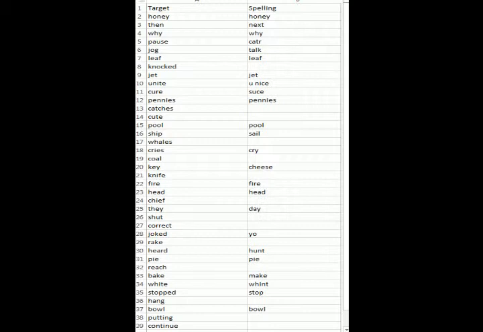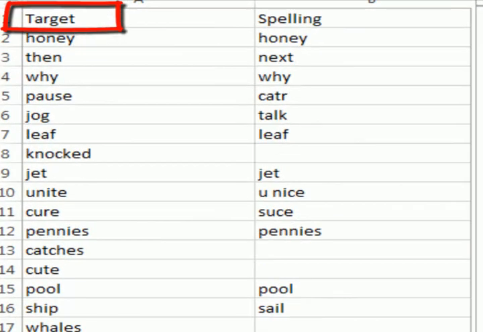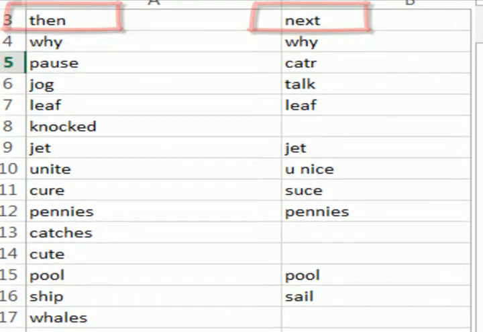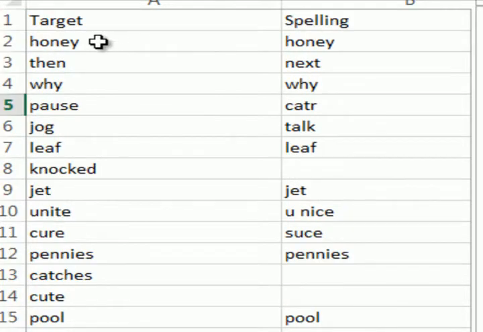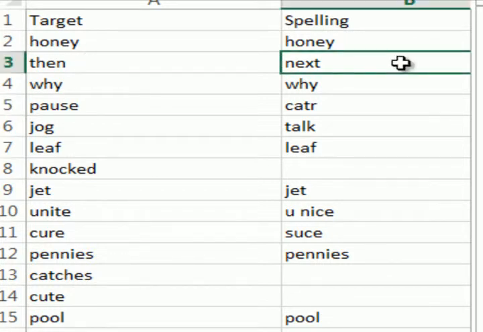So here is a sample that we collected in one of our studies, and you'll see the target words on the left and the spellings on the right. For the target word honey, the student actually spelled that correctly, so it obviously goes in. The word then was spelled N-E-X-T. So what that tells me is something strange happened in the system. The child didn't hear the stimulus correctly, he wasn't paying attention, etc. But it makes no sense linguistically to compare the items TH, E, and N to these items. So I would count that as unanalyzable.